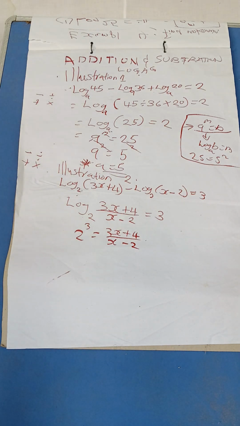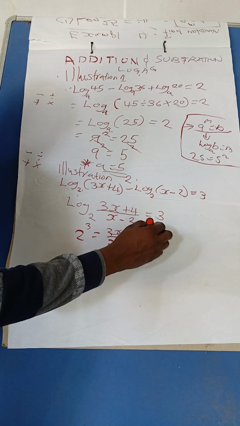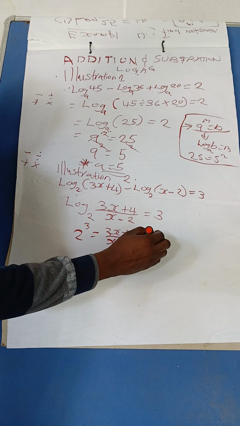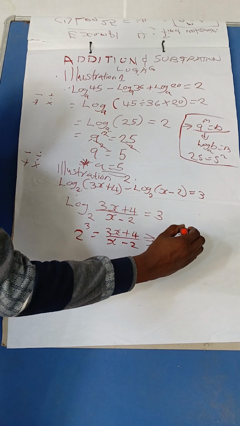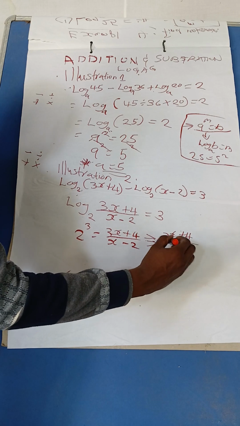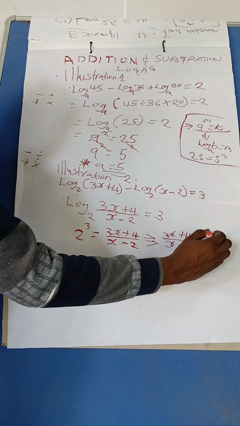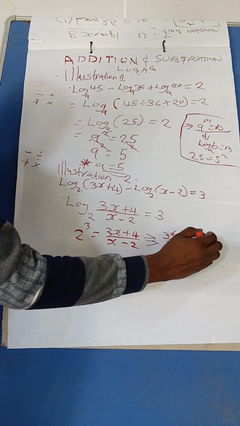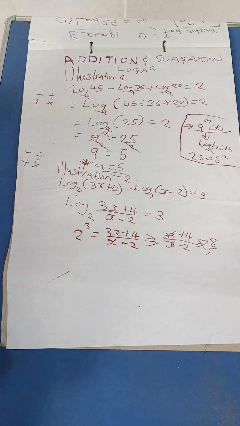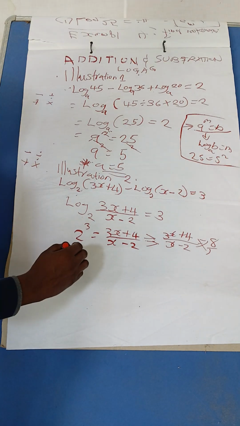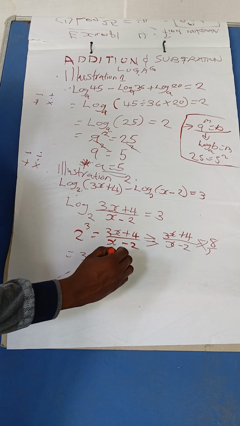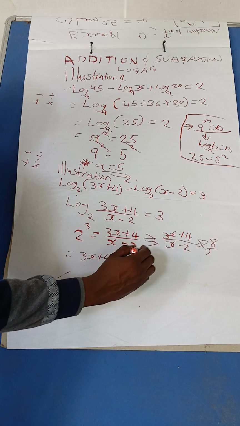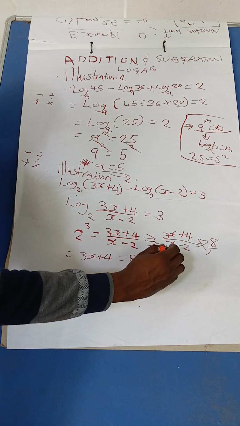Good. So, what next now? 2 power 3 is what? 8. 2 power 3 is 8. So it will be very easy for us. So it will be 3x plus 4 divided by x minus 2 is equal to 8. So just do cross multiplication. Very easy. So you'll come now and do 3x plus 4 is equal to 8, in bracket x minus 2.